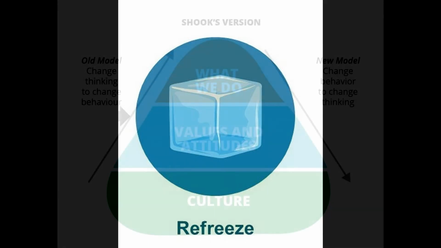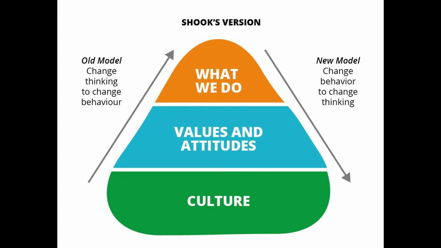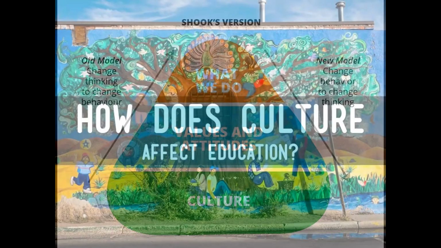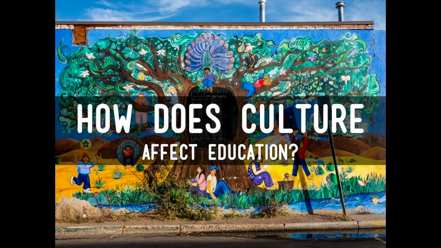Shook's model highlighted that transformation starts from our behavior. Therefore, to start changing culture, we need to change how people do their work. As was stated, it is necessary to stimulate behavior change through experiences, consolidating values and attitudes to consequently change the culture. How do these cultural changes affect our education?